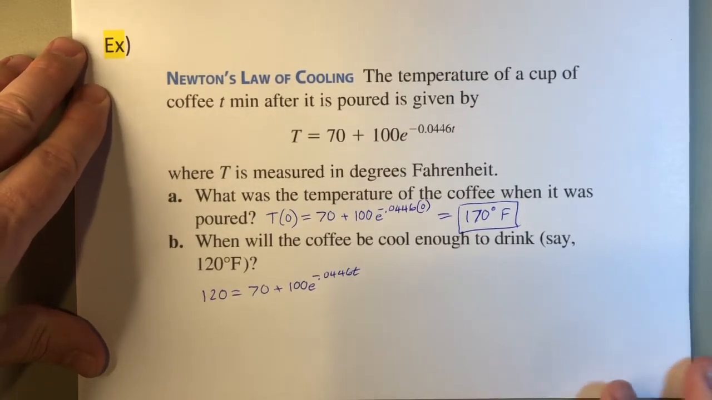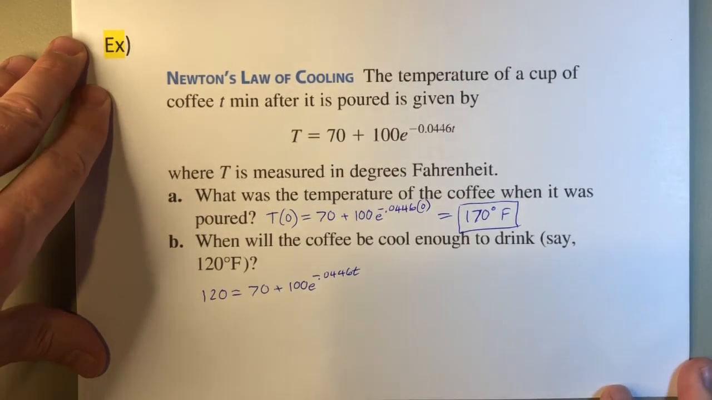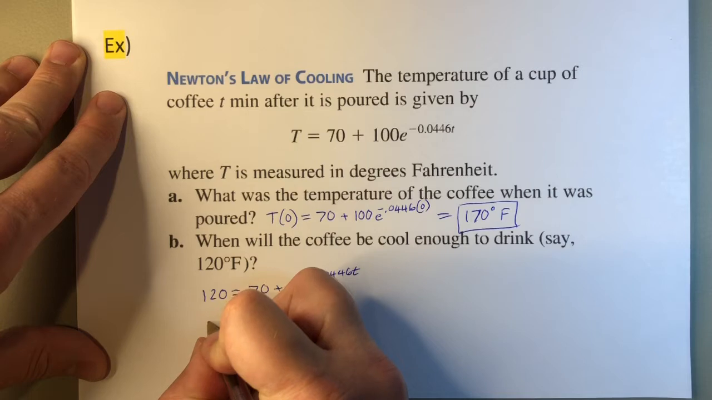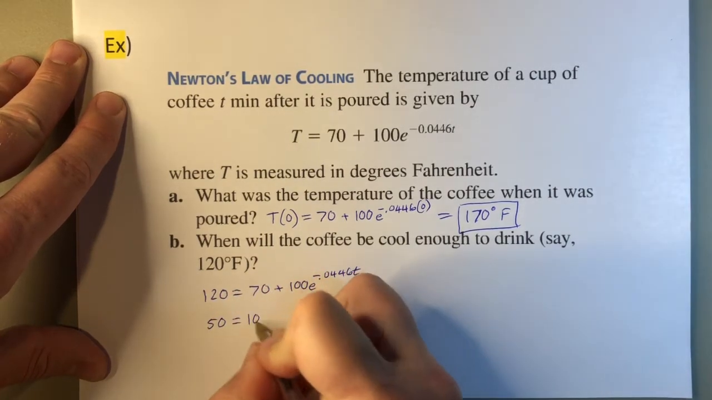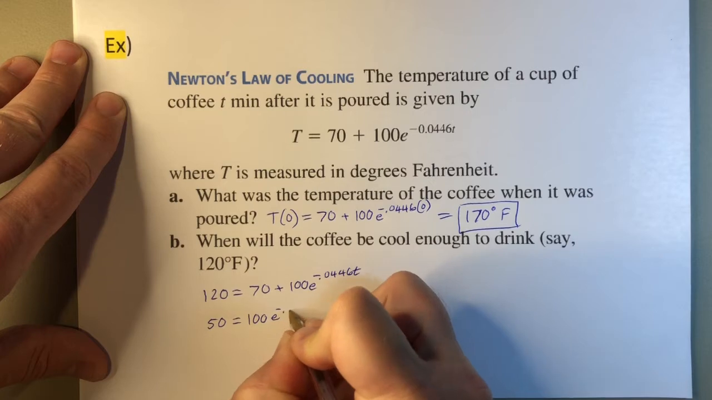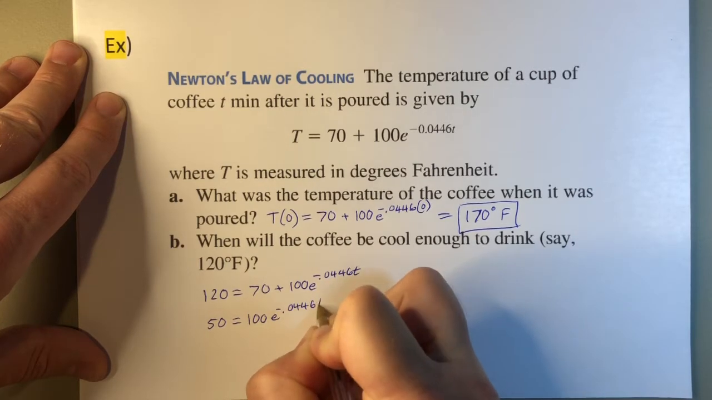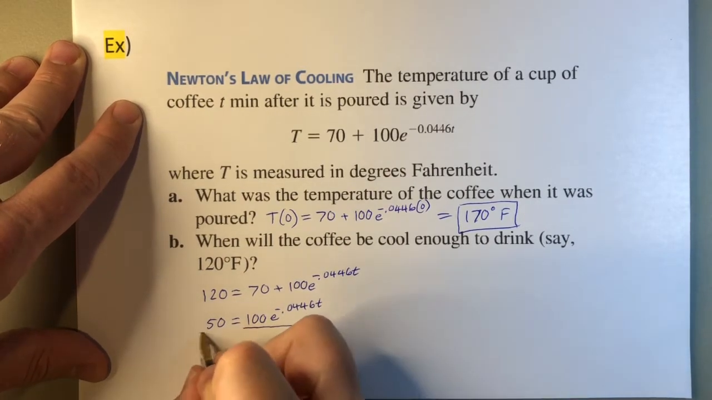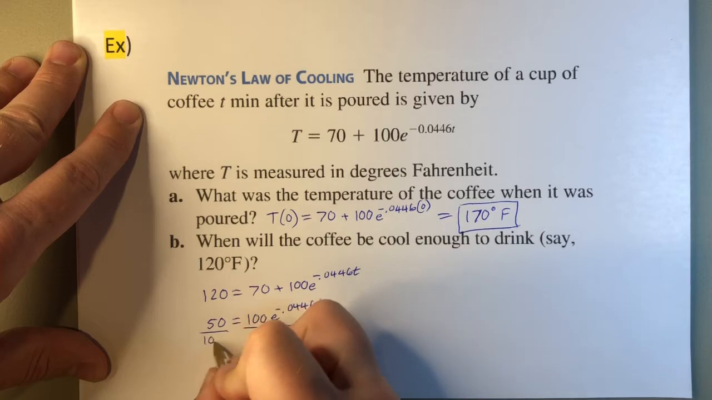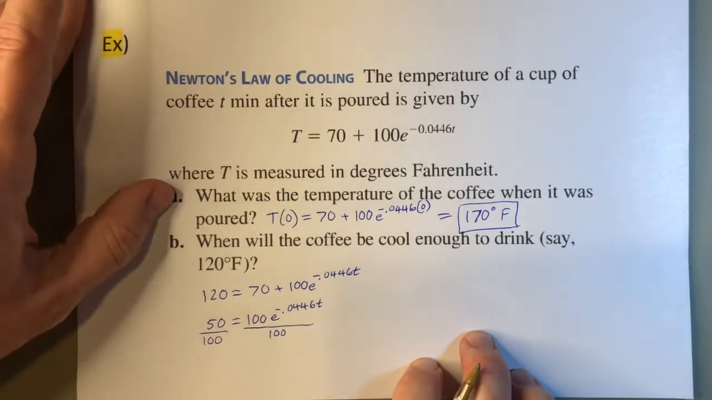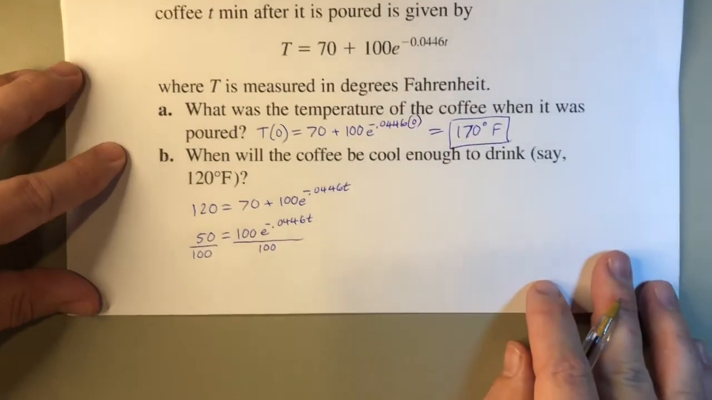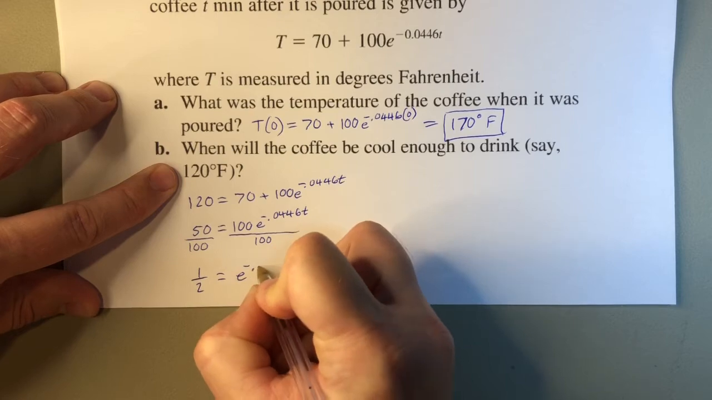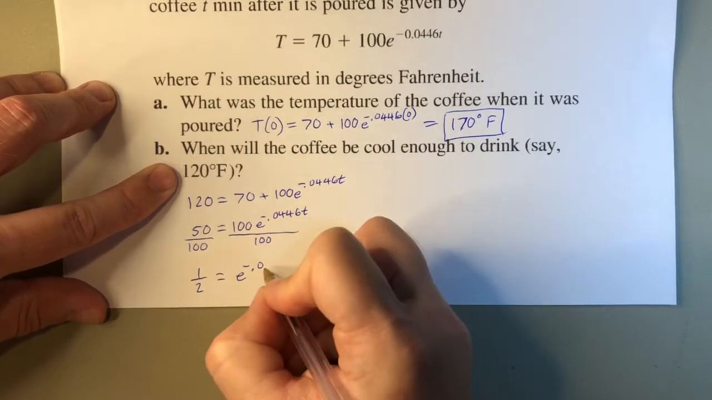Now we're solving for t. All right, we have an equation. This is similar, actually, to the last example we looked at. I'm going to first subtract 70 from both sides. If I subtract 70 from both sides, I now have this. And then I'd get rid of this 100, and I would do that by dividing both sides by 100. So now I have 1/2 is equal to base e to the negative 446 10,000ths t.